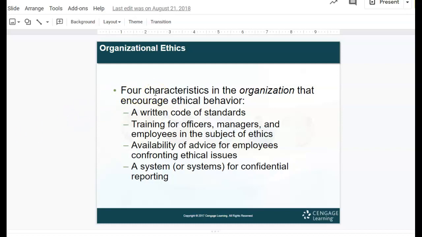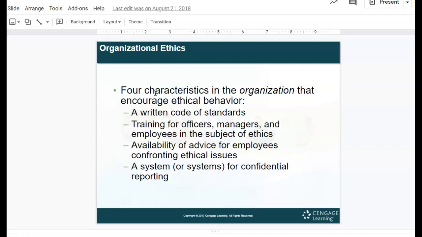So there's 4 characteristics in the organization that encourage ethical behavior. Their code of standards, training. Training is really important, and it's something that I feel like a lot of facilities fall short on, especially smaller privately owned facilities. Your larger corporate facilities tend to have a better training process in place, but you can't work efficiently if your employees are not meeting the needs of the facility and the community in which it serves. So training is really important.